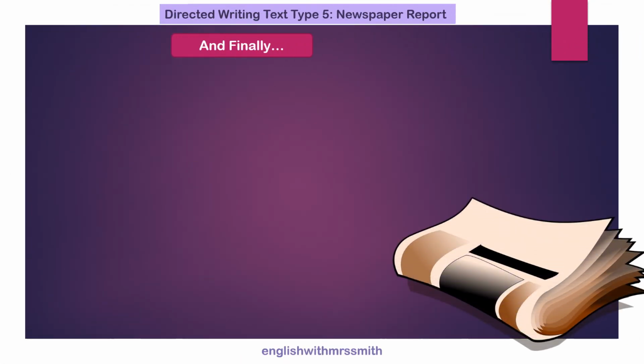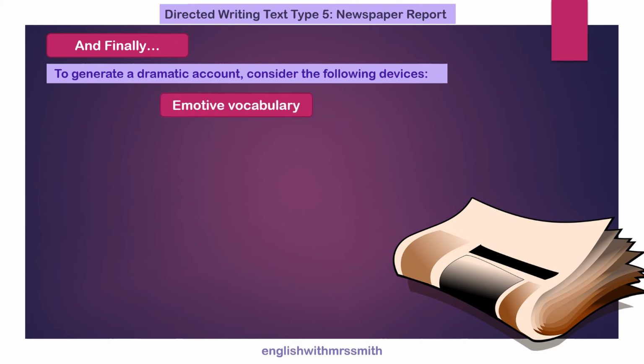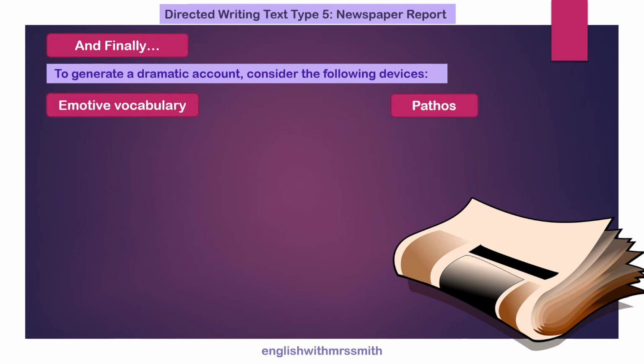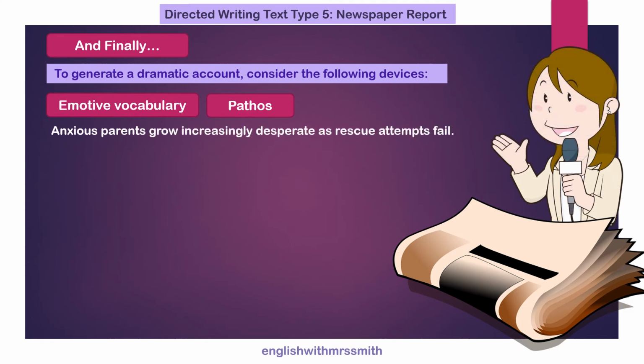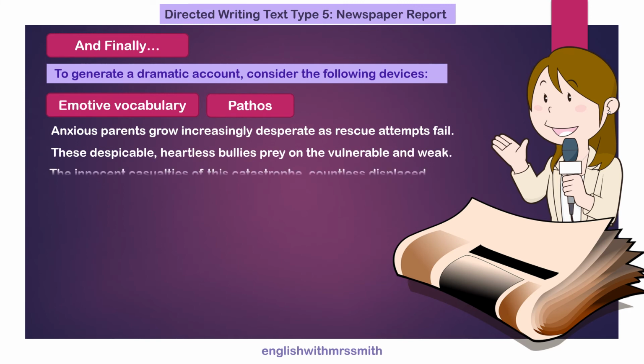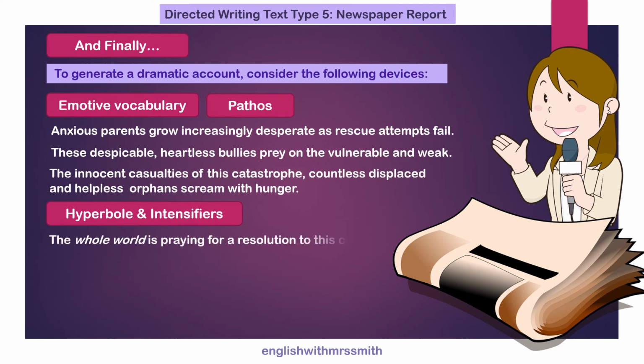And finally, a few components that you can incorporate in the body of your newspaper report in order to sustain the excitement and drama. First of all, emotive vocabulary is sure to grip your reader, especially if you combine it with a little pathos. For example, "anxious parents grow increasingly desperate as rescue attempts fail." You can also use a little exaggeration, hyperbole combined with intensifiers. This will increase the drama and suspense.